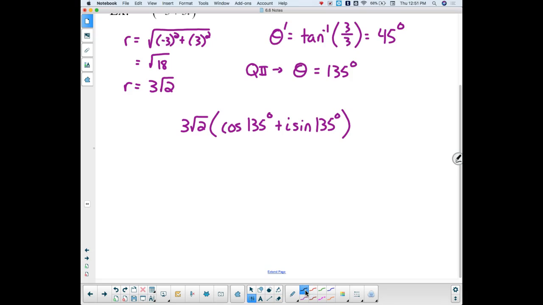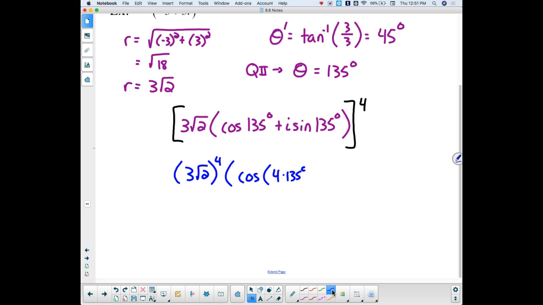And that I need to take to the 4th power. Which means all I've got to do is 3 square roots of 2 to the 4th power times the cosine of 4 times 135 degrees plus i times the sine of 4 times 135 degrees.